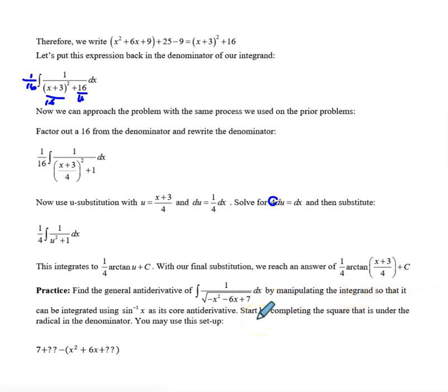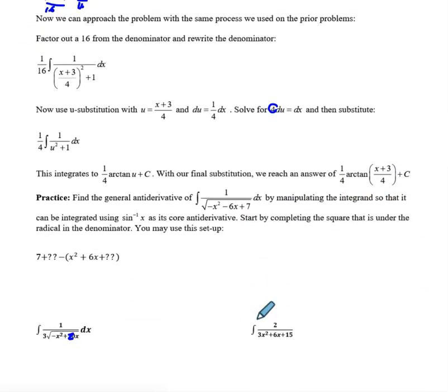So let's do a practice problem with arcsine. Here we want the general antiderivative of 1 over the square root of negative x squared minus 6x plus 7. I know that this has to be arcsine because arcsine in the denominator has the square root of 1 minus x squared. So the square root in the denominator and the negative x squared tells us to work with arcsine.